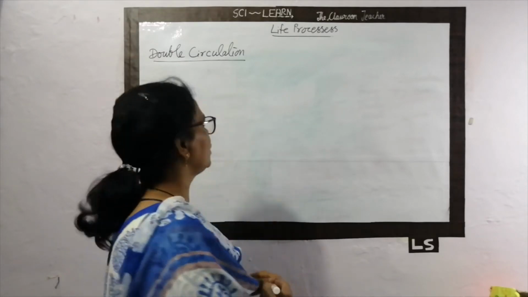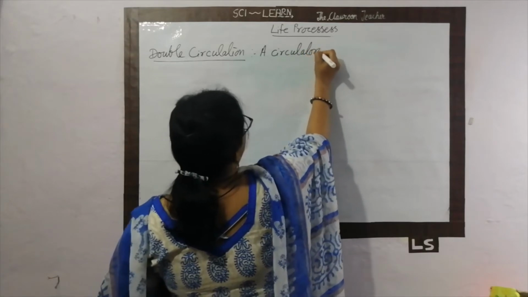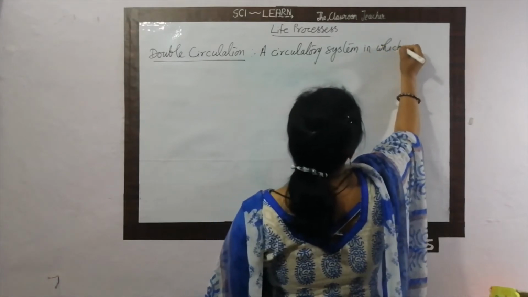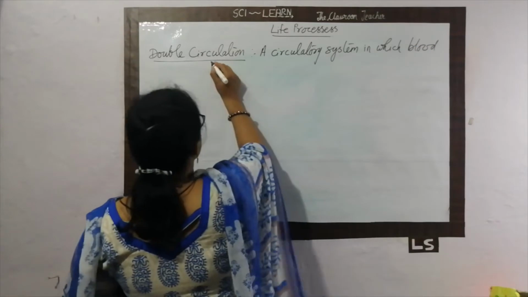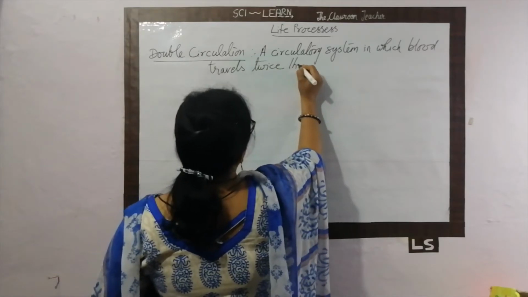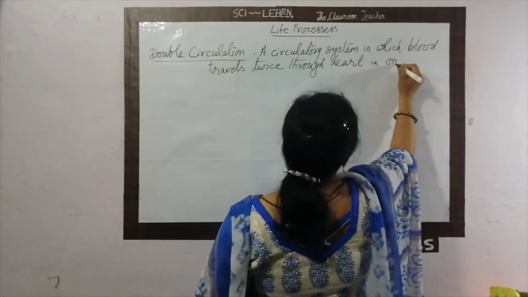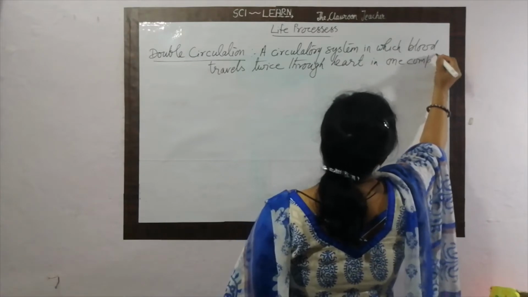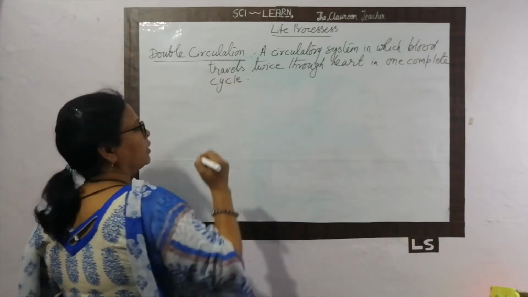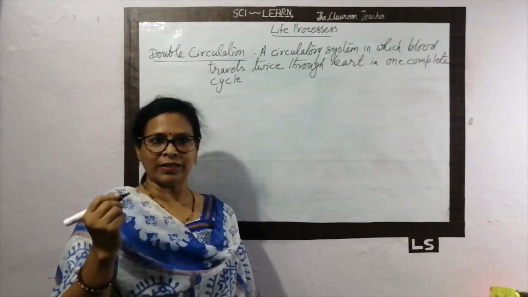So what is double circulation? A circulatory system in which blood travels twice through the heart in one complete cycle is called double circulation. Okay, very clearly.